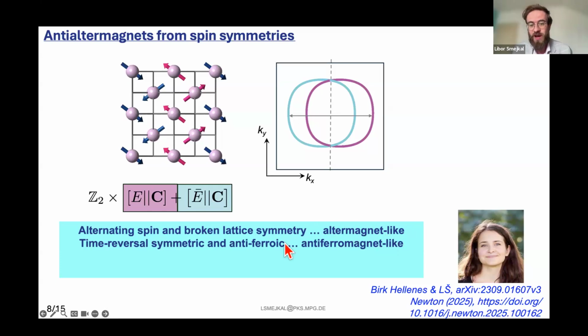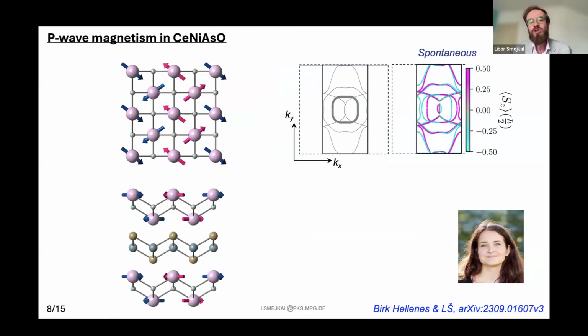So it's in a way antiferromagnetic-like, because on top of it, in Dirac space, you see that the order is antiferroic, because you have a time reversal with translation among the opposite spin sublattices. Because we have these hybrid properties of antiferromagnets and altermagnets, we suggested in this recent paper to distinguish them as anti-altermagnets. So let's look now into this cerium nickel arsenic oxide in a bit more detail, but I will be very brief because Daniel already mentioned that.